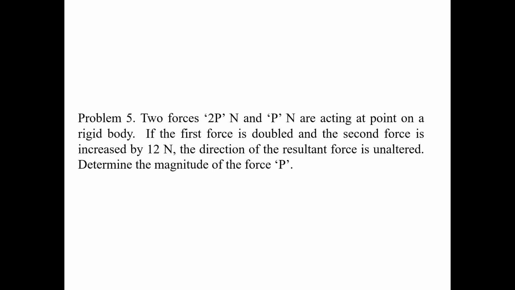Coming to the next sentence. If the first force is doubled, what is that first force? 2p Newton. If it is doubled, that is 4p Newton, and the second force is increased by 12 Newton. What is the second force? p Newton. In the second sentence, it is increased by 12 Newton, so it becomes p plus 12 Newton. Check that second sentence also. In the second sentence also, they mentioned the magnitudes of the first force and second force, but they have not mentioned the angle between the forces.